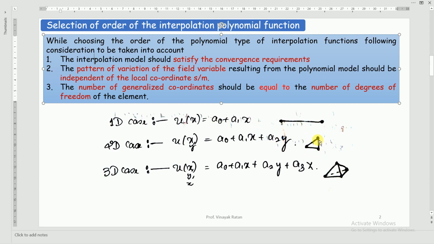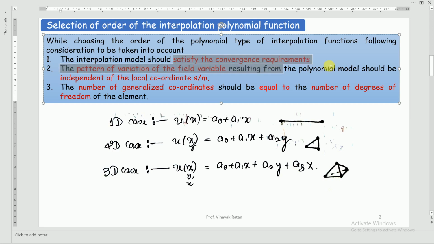Similarly in the 2D case, 3 nodes are there, and we are assuming only 1 degree of freedom per node. So with 1 degree of freedom per node, a0 plus a1x plus a2y has only 3 terms. So the number of degrees of freedom is 3, and this is the equation. And for the 3D case there are 4 nodes, so 4 generalized coordinates. The number of degrees of freedom is equal to the number of generalized coordinates. You should know this. So these are the points to be considered while selecting any interpolation function.